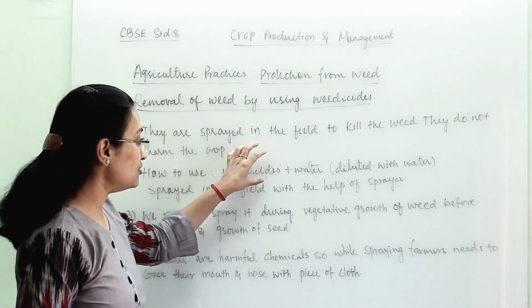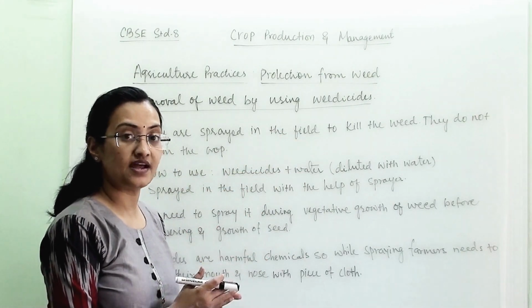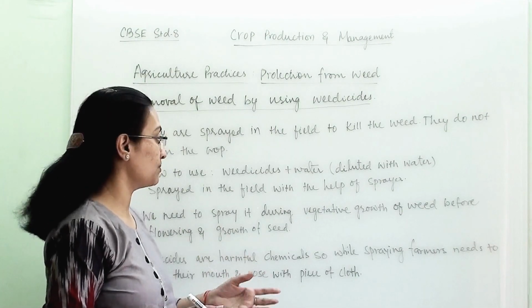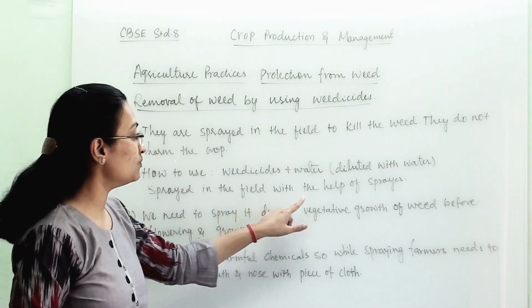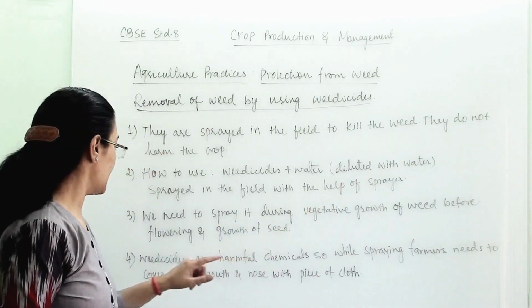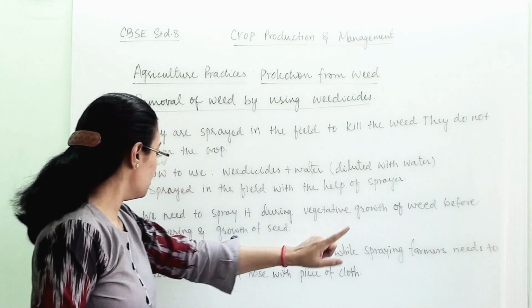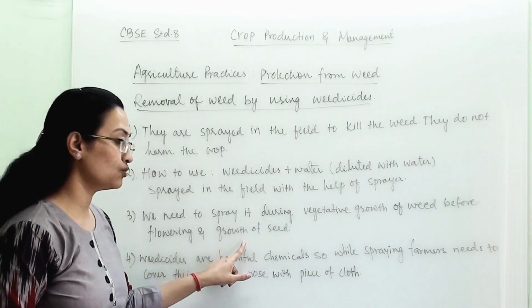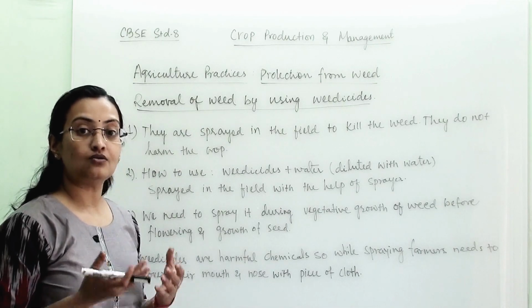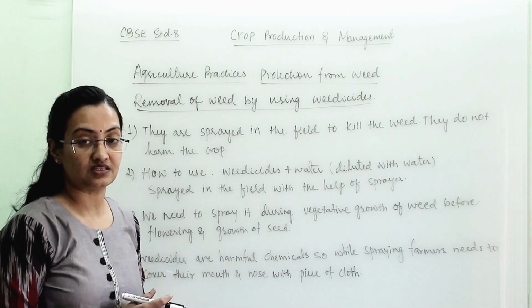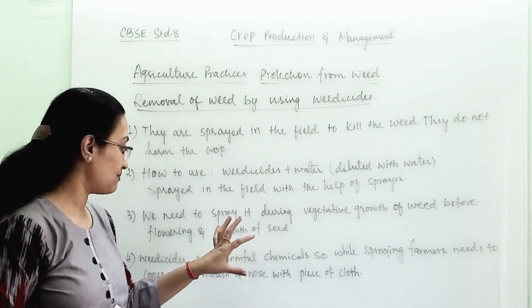So how can we use these weedicides? We dilute the weedicides, mixing these chemicals with water, and spray them on the crop in the field with the help of a sprayer. We need to spray during the vegetative growth of the weed, before flowering and growth of seed. So before the flowers appear on the weed, we have to spray this.